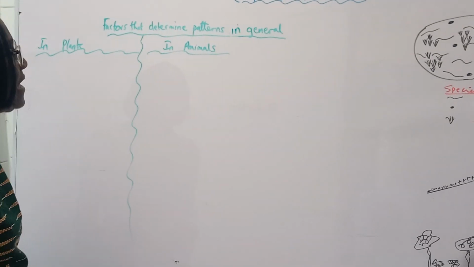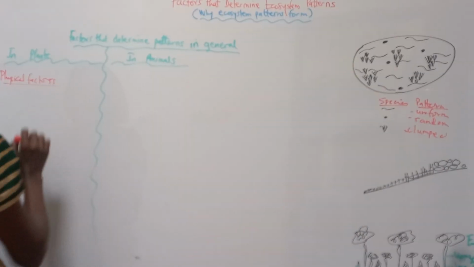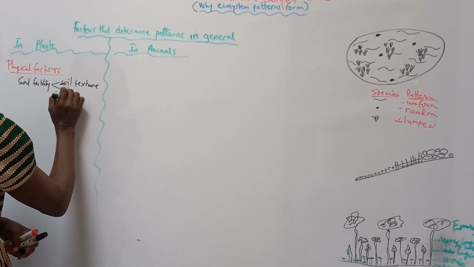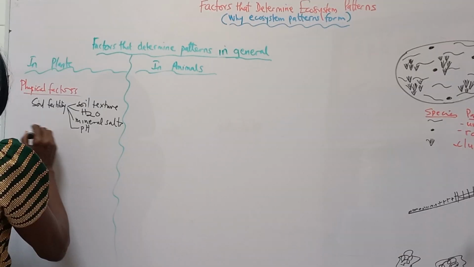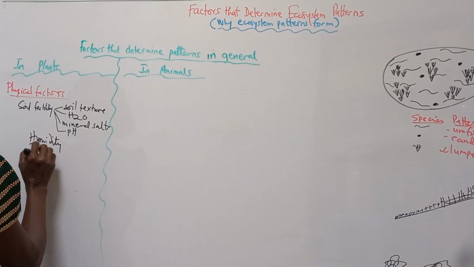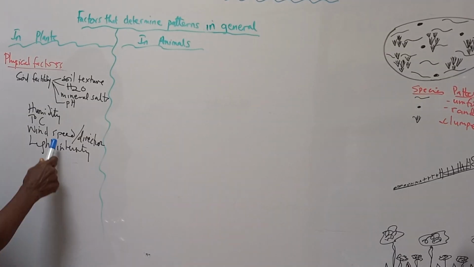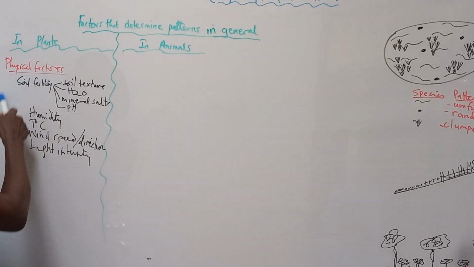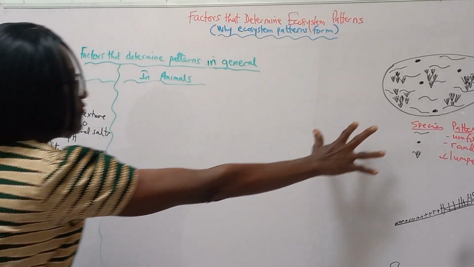Factors that determine patterns in general, we will look at physical factors. We'll deal with plants first. We talked about soil fertility, soil texture, soil water, mineral salts, pH, very important to plants. We can also have humidity, temperature, wind speed and direction, light intensity. Very important to plants because different plants have light intensity tolerance or need. So these are the physical factors and very important in determining the type of patterns.